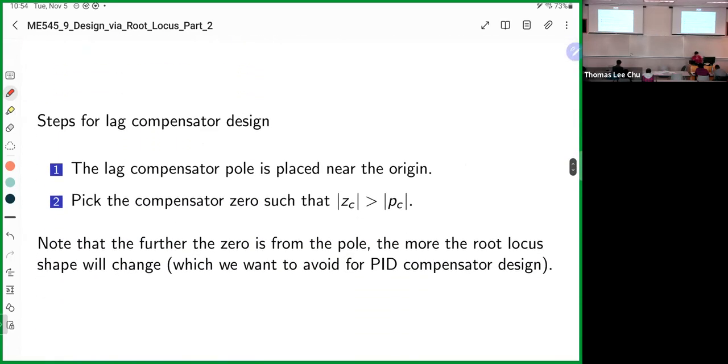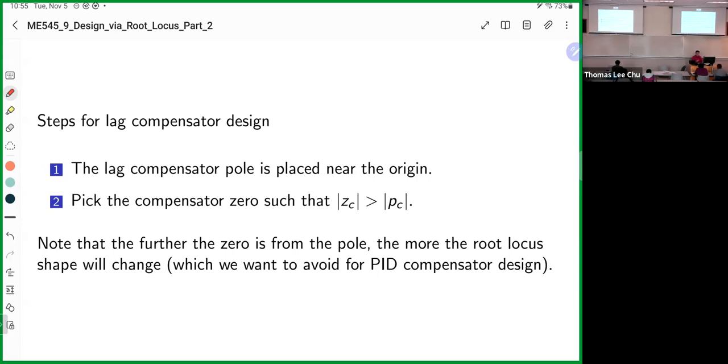For the steps of compensator design, lag compensator design is similar to PI controller design. You place a lag compensator pole near the origin, and then you pick the compensator zero such that the zero is close to the pole and to the left of it. A note about this, which is also true with PI compensator design, is that the further the zero is away from the pole, the more the root locus shape will change, which we want to avoid for PID and lag lead compensator design.